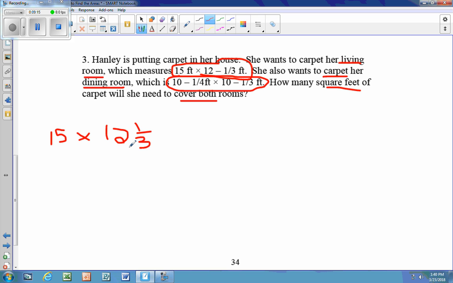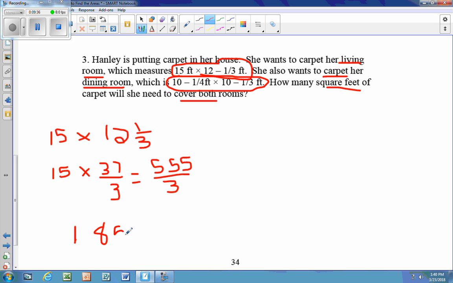We have to make sure that we set that up, that we're going to do 15 times 37/3. And that would give us 555/3, which would then give us 185 feet squared.